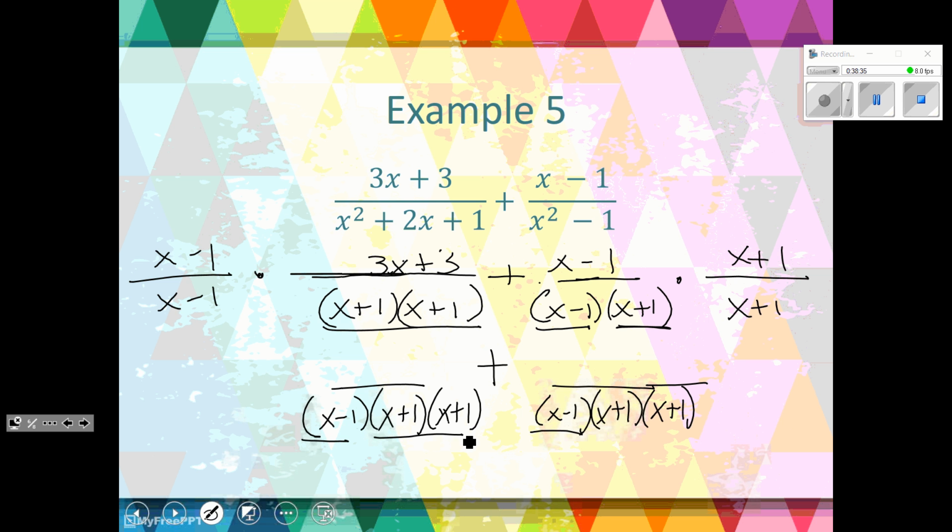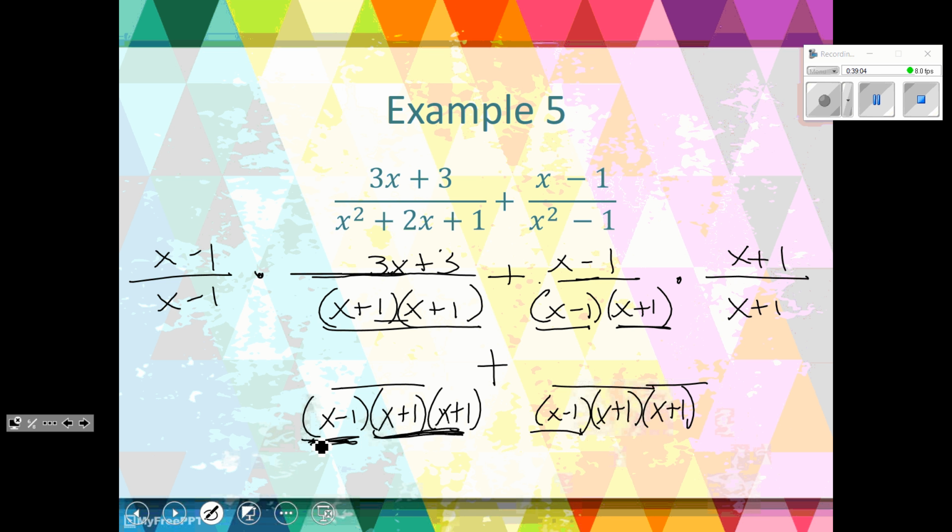Okay? Then, when I'm looking to see what to multiply by, I've got the 2 here. I've got the 2 down here. What else do I need up here to get to that? I need the x minus 1. So that's what I times by on this side. On this side, I've got 1 of each. What else do I need to make the third part? I need another x plus 1. Okay? All right.